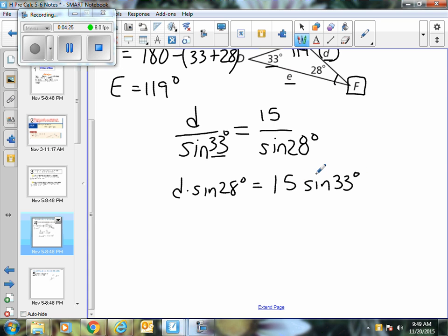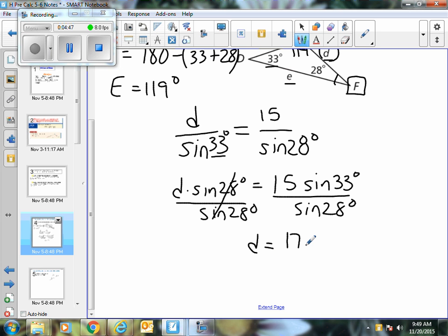Make sure you double check you're in degree mode here before we get started. And then again, solve for d. So just divide. Now, some of you are going to get to the point right away where you're able to just know what you're going to type in. So to find your answer for little d, you're going to do 15 times the sine of 33 divided by the sine of 28. I know some people get really good with that with proportions. So I got 17.4. We're going to go ahead and round to tenths.